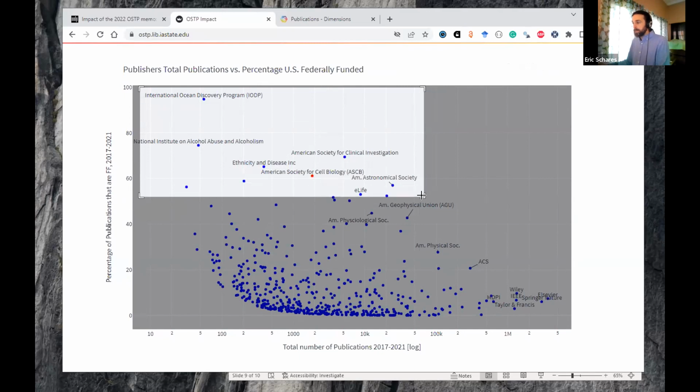Of the publishers that publish over 50%, and that's about this box that I'm highlighting here, the American Astronomical Society is the highest volume publisher that has over half of its material acknowledge some form of US federal funding. And that was 24,500 articles in the American Astronomical Society.